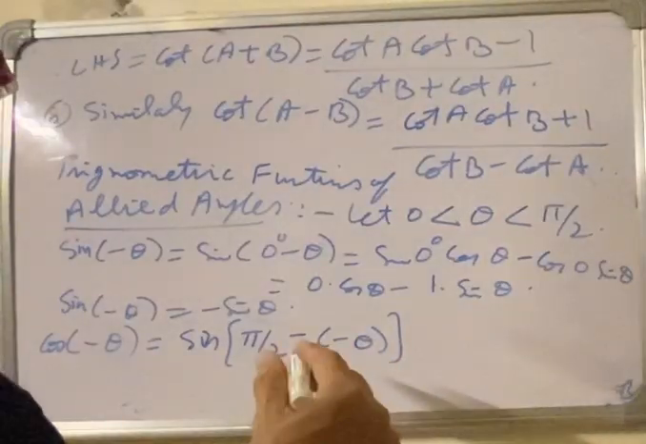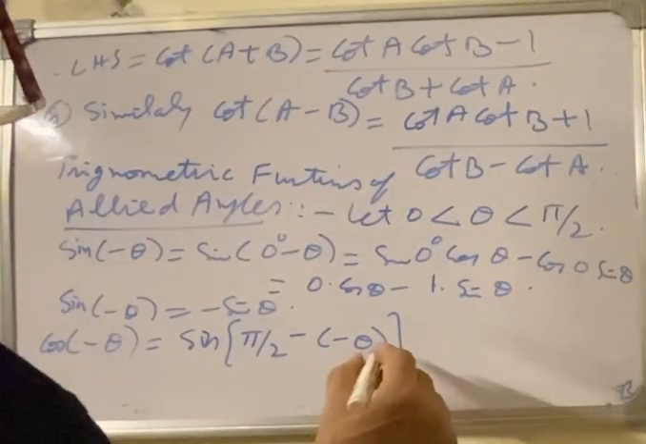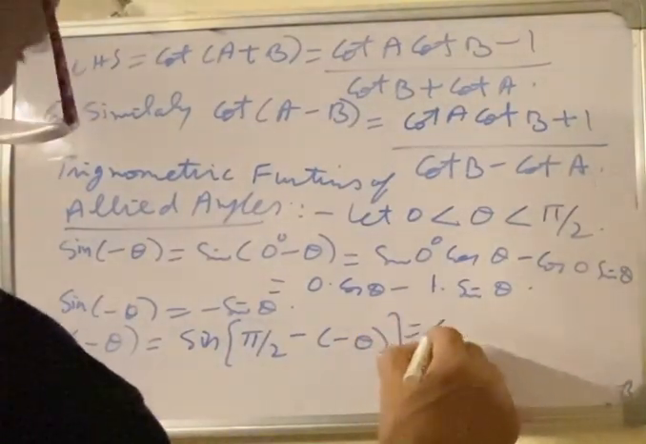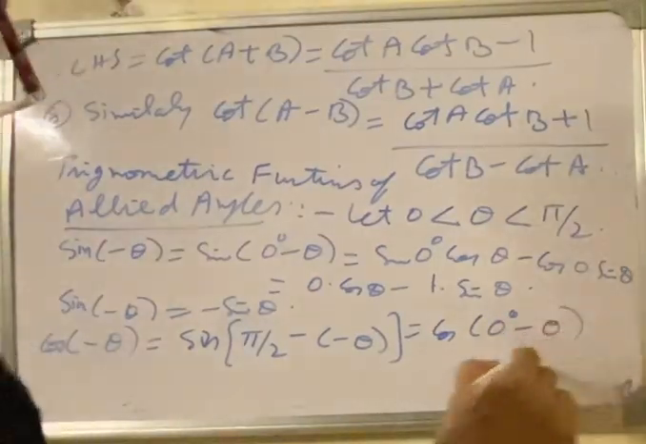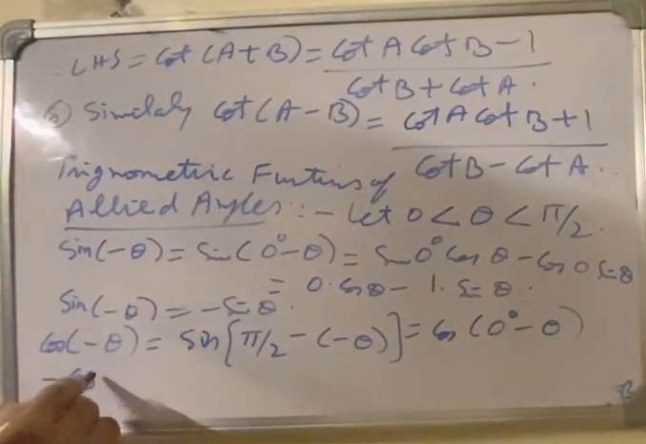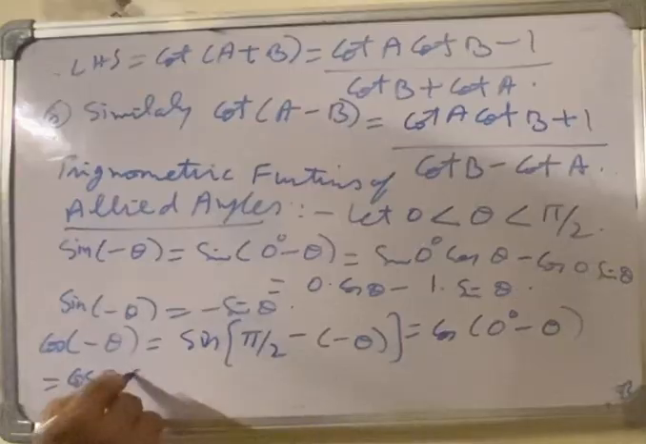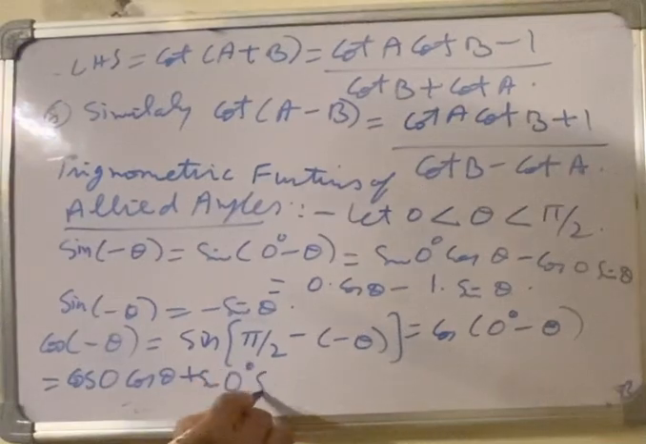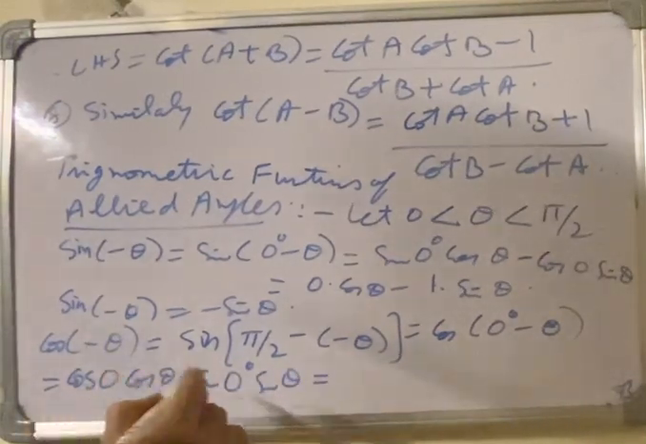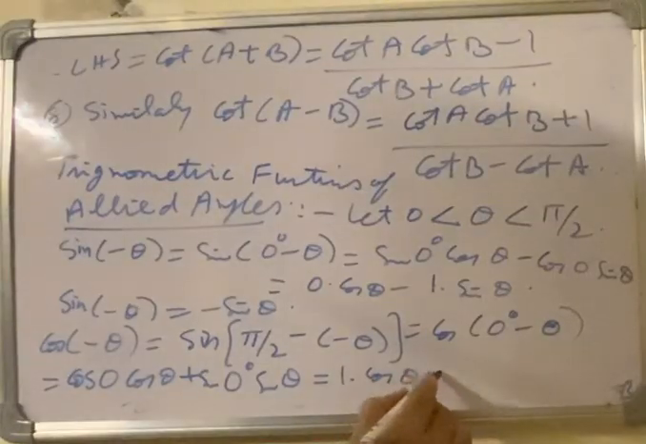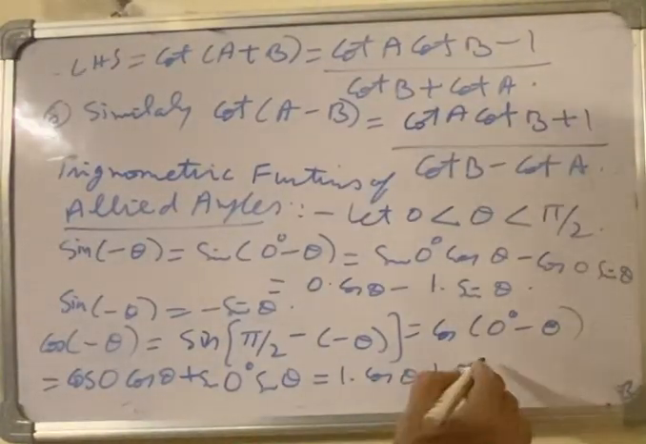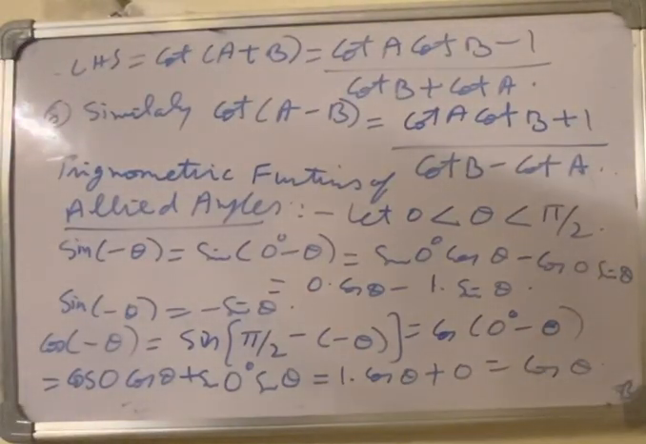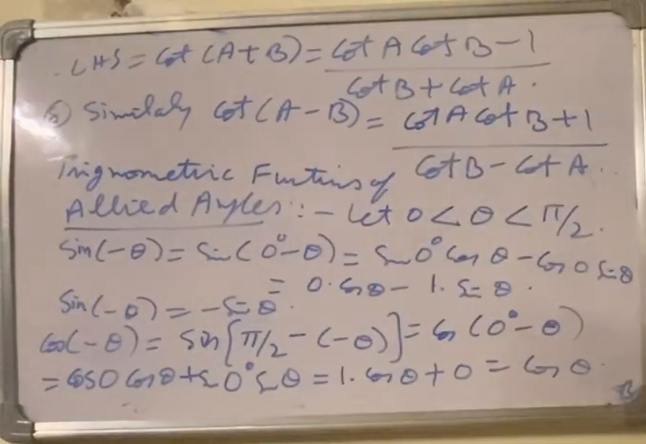So this we can write, or we can do it in the same way. This is, we can write it as cos of 0 degree minus theta, which is cos 0 cos theta plus sin 0 sin theta. Now cos 0 is 1 into cos theta plus 0, because sin 0 is 0. This is cos theta. So sin minus theta is minus sin theta and cos minus theta is cos theta.